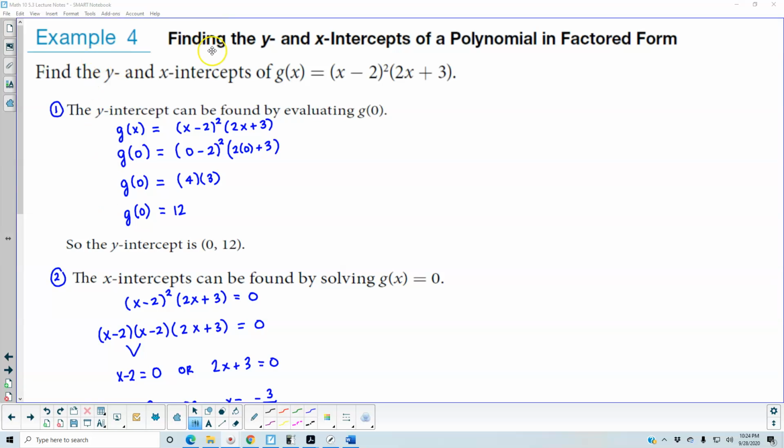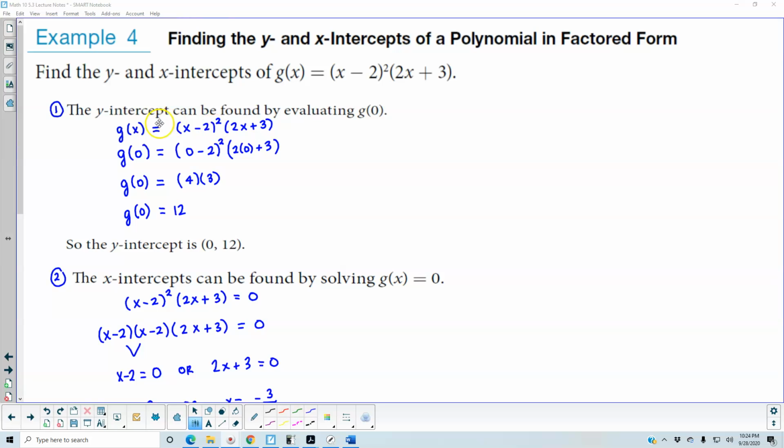Example 4, finding the y and x-intercepts of a polynomial in factored form. We want to find the y and x-intercepts of g of x, which is equal to (x minus 2) squared times (2x plus 3). Now in step number 1, the y-intercept can be found by evaluating g of 0, which means we're going to let the input x equal 0.